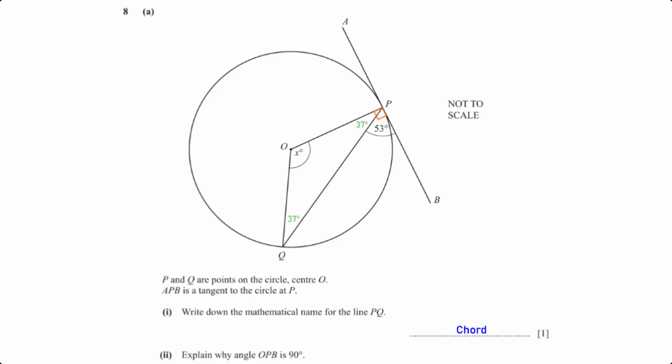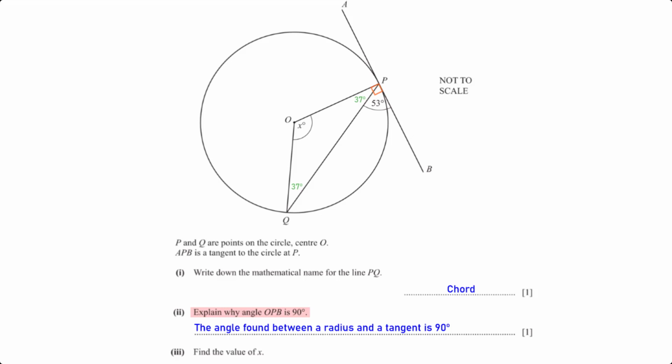P and Q are points on the circle center O. APB is a tangent to the circle at P. Write down the mathematical name for the line PQ. Line PQ is a chord. A chord is a line that connects any 2 points on the circumference of the circle.